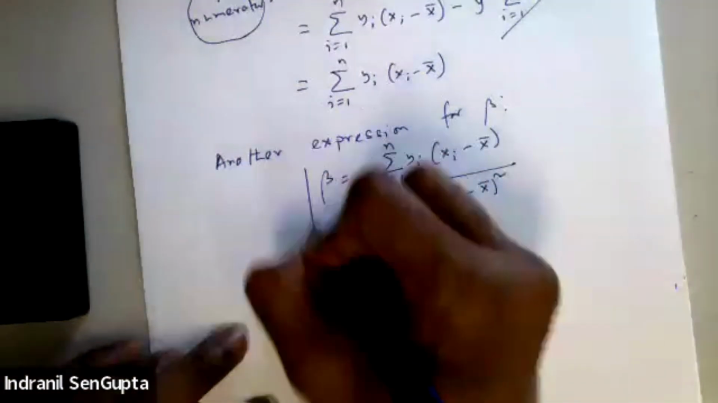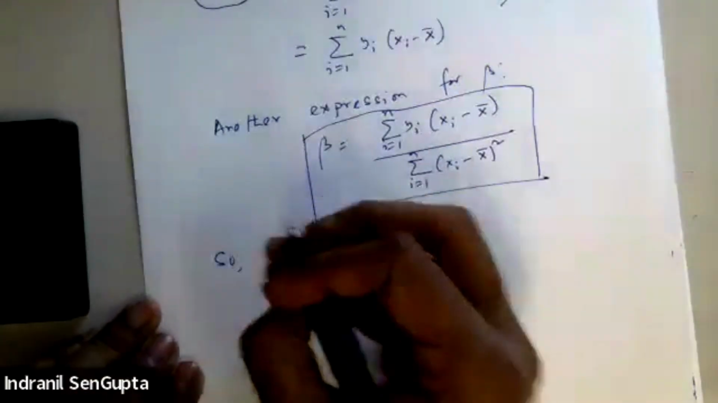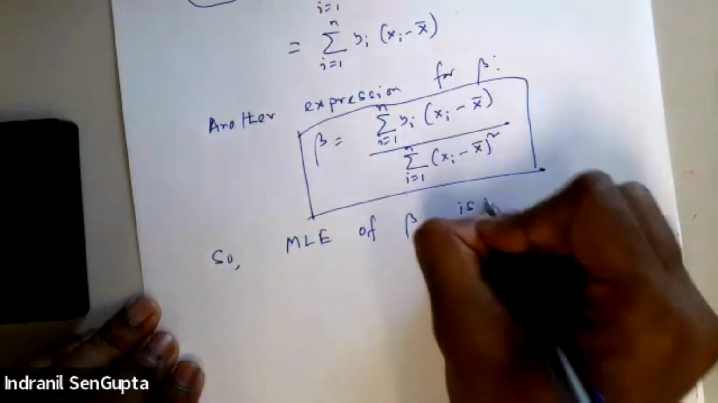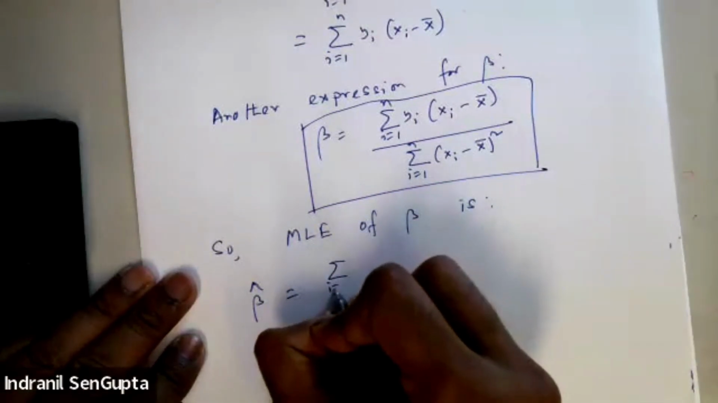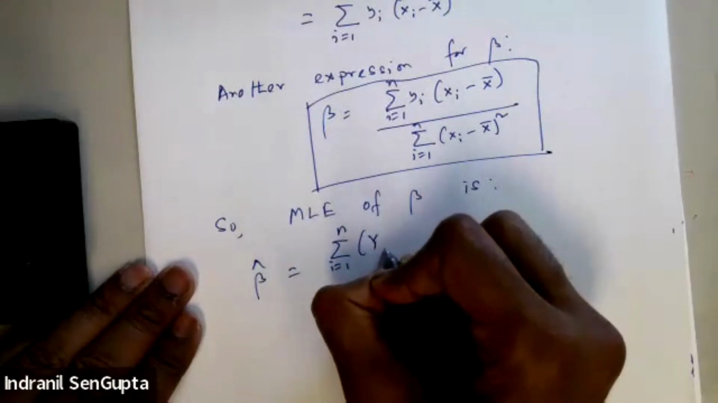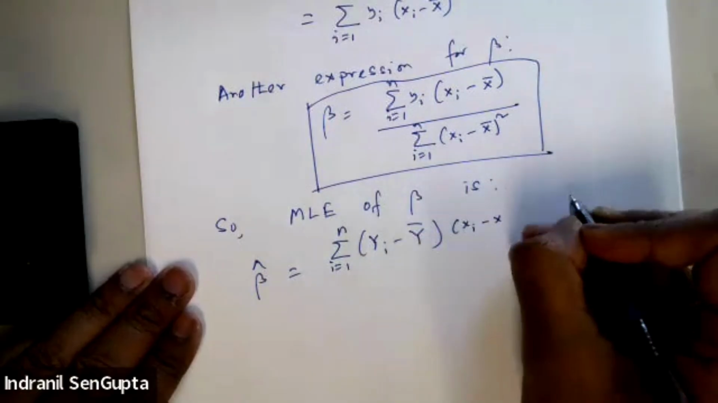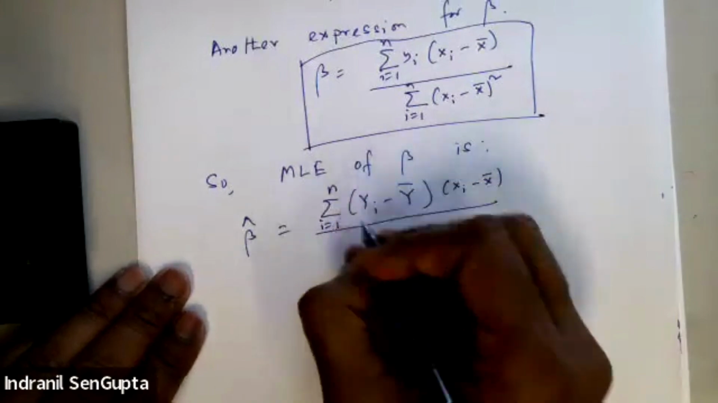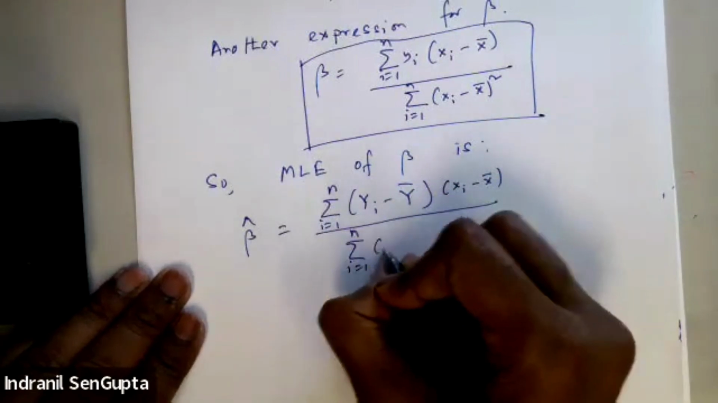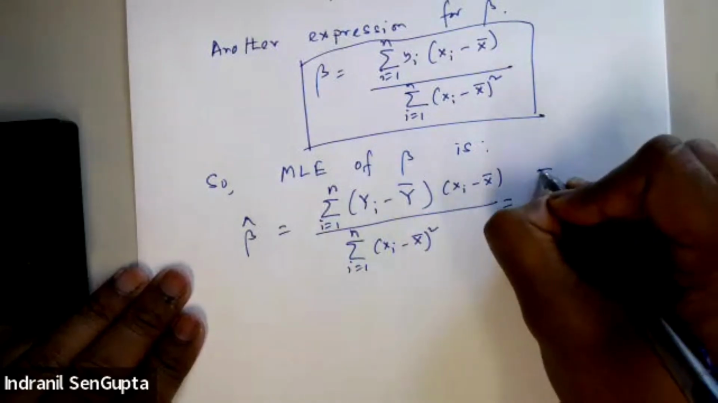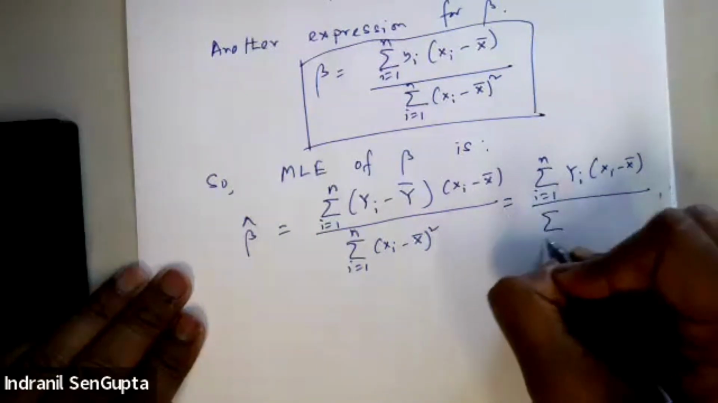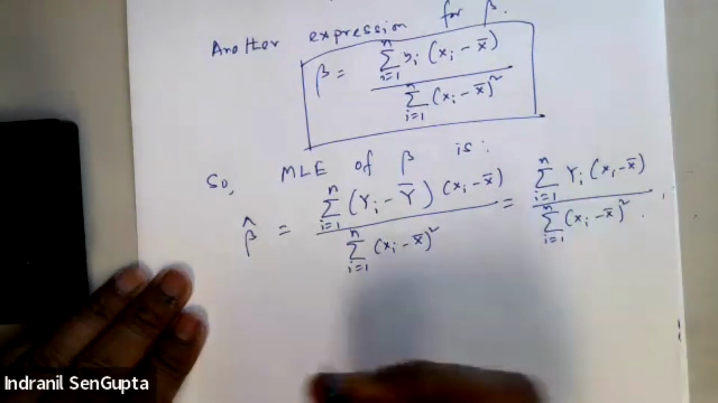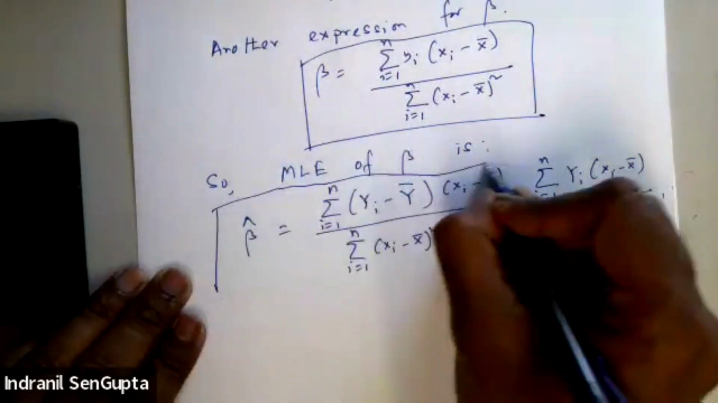So therefore, what is the MLE for beta? The MLE of beta, beta hat, will be either using this form with little y replaced by big Y, or the other one. So it's either the summation i from 1 to n of (yi minus y bar) times (xi minus x bar) over the summation i from 1 to n of (xi minus x bar) squared, or I can write this as the summation i from 1 to n of big Yi times (little xi minus x bar) over the summation i from 1 to n of (xi minus x bar) squared. So this is the maximum likelihood estimator for beta.